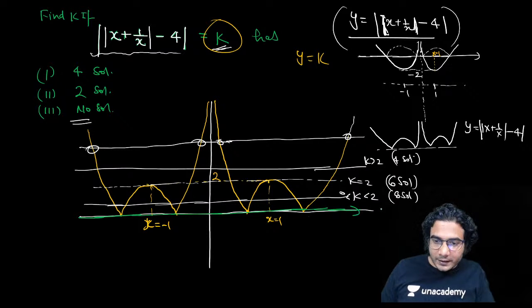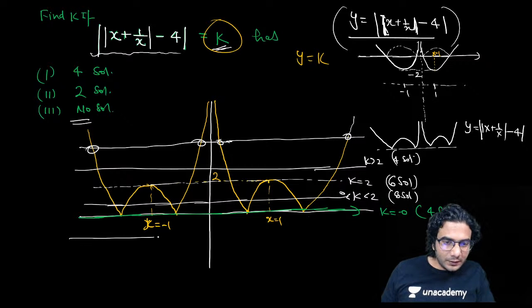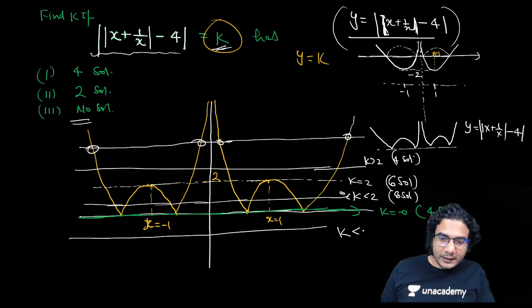How many solutions are you getting when k is equal to 0? 4 solutions, right? When k is less than 0, then no solution. So got it? Done. When k is more than 2, for 4 solutions, k is more than 2.